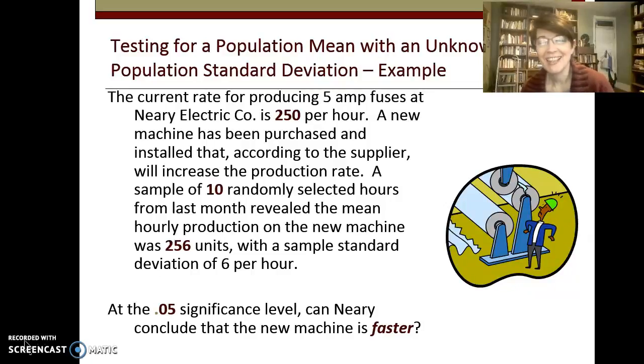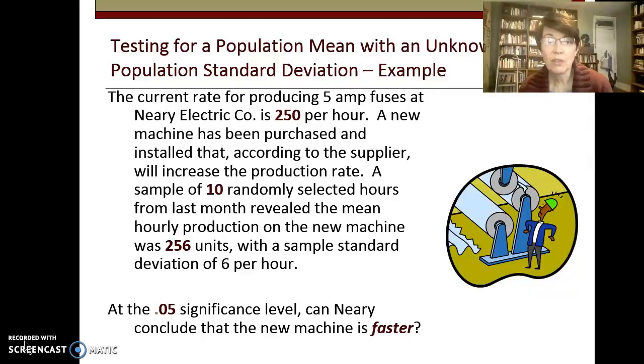Does it really? Let's find out. The sample standard deviation is 6 per hour. So they only took the standard deviation on those select samples, so it isn't a population, so we're going to use the t statistic. At the 0.05 significance level, can they conclude that this machine is faster?